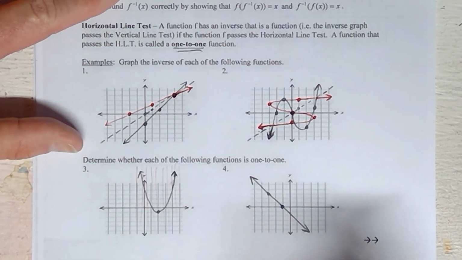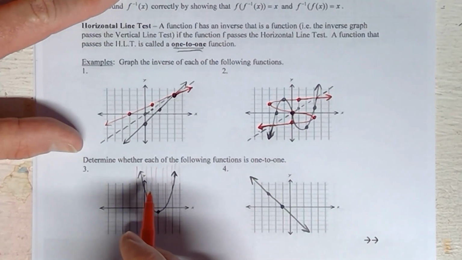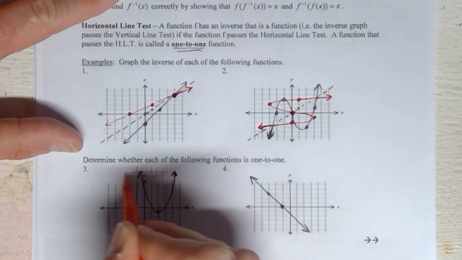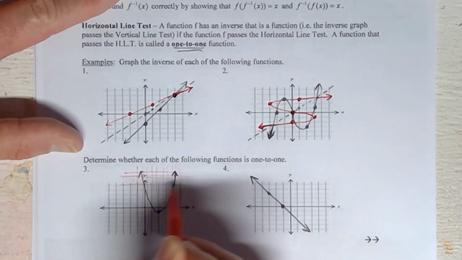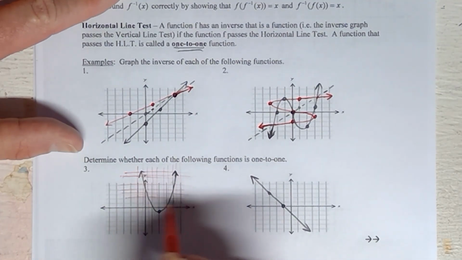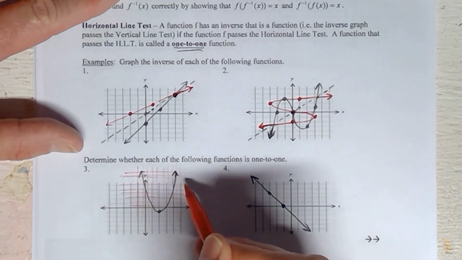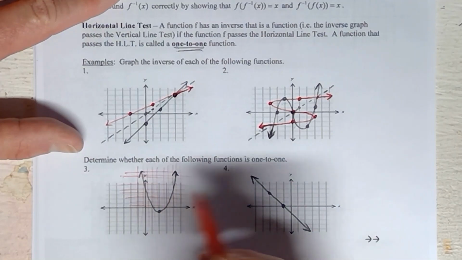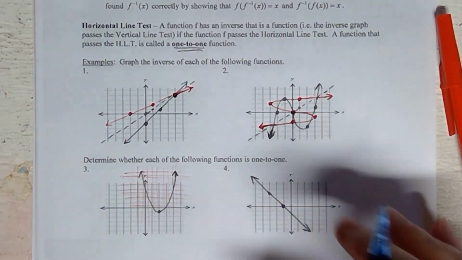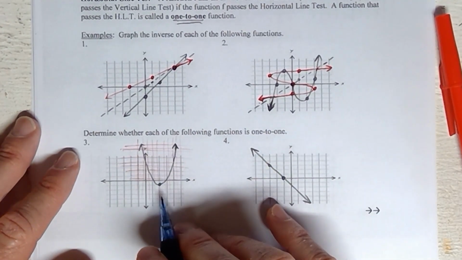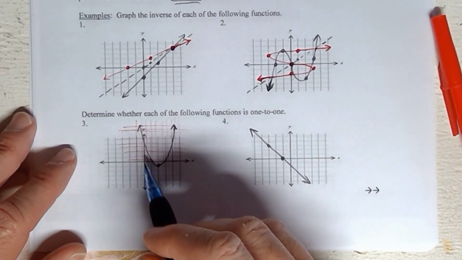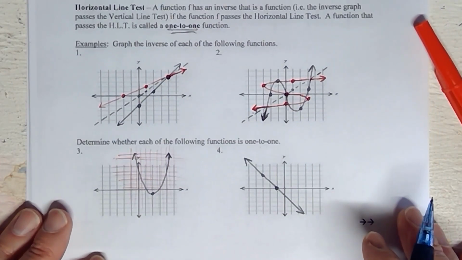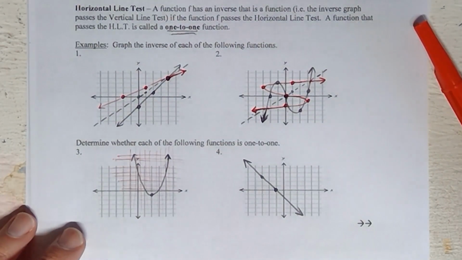So in order to be one-to-one, not only does the graph have to pass the vertical line test, it also has to pass the horizontal line test. Does any horizontal line go through this graph more than once? Yeah, a whole bunch of them do, right? See how all these horizontal lines hit the graph twice as it goes through the parabola here? So because of that, yes, the original function is actually a function because it passes the vertical line test. But because it does not pass the horizontal line test, the inverse is not going to be a function.